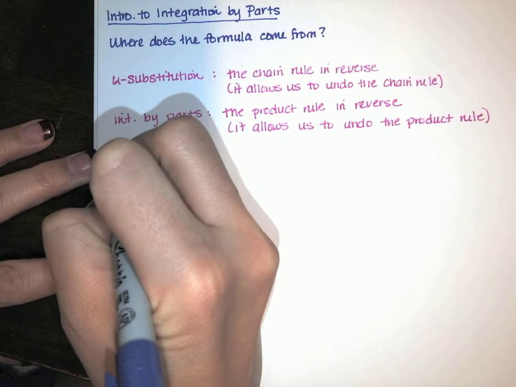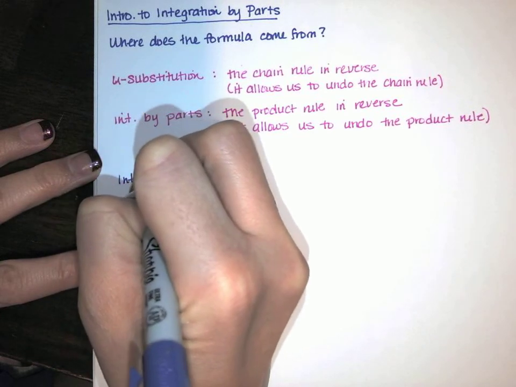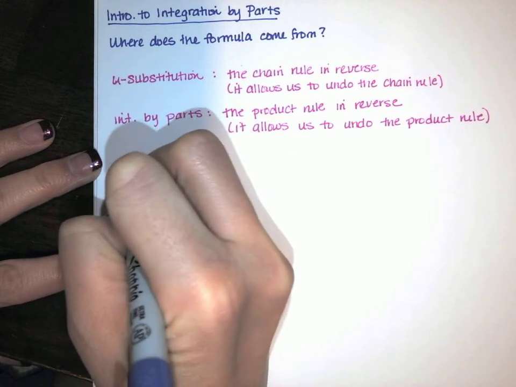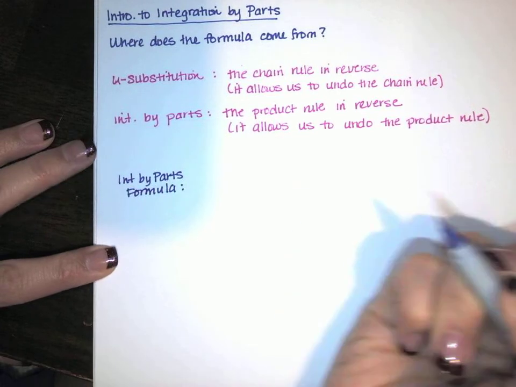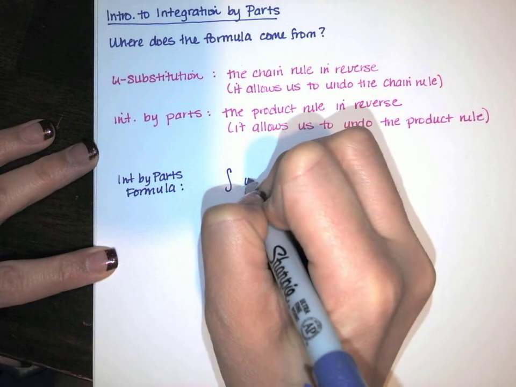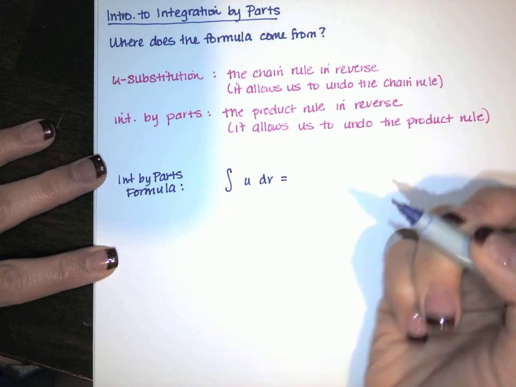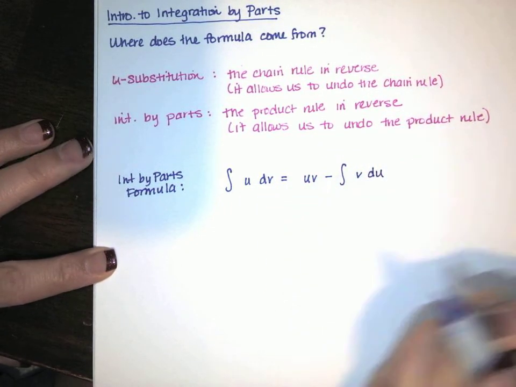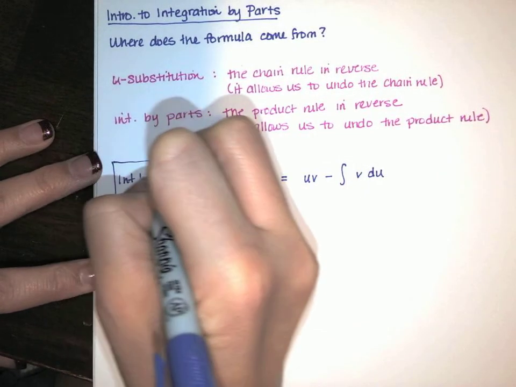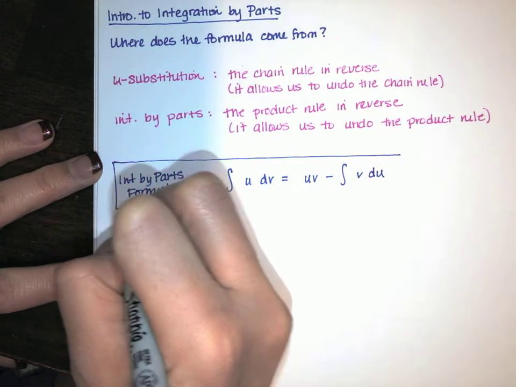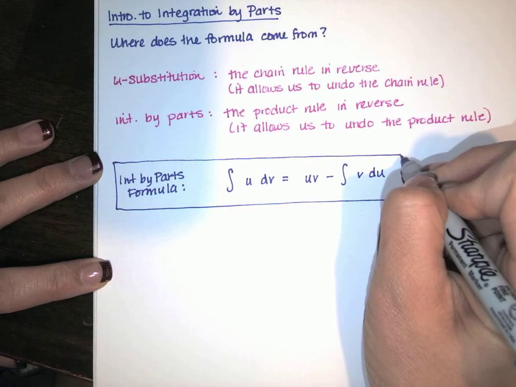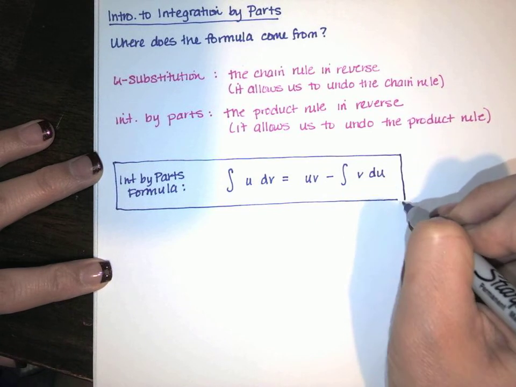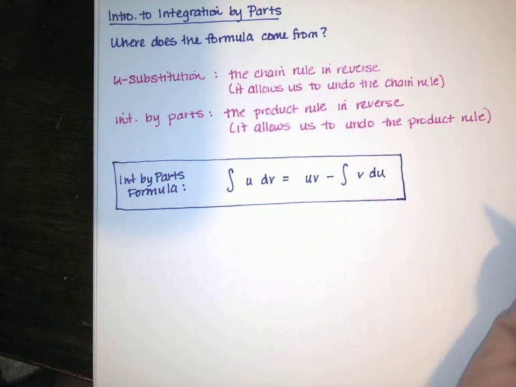This is the formula. The integral of u dv turns out to be equal to uv minus the integral of v du. We're going to use this a lot. Turns out if u substitution doesn't work, and our basic rules don't work, and our 9 techniques for rewriting integrands don't work, frequently the next thing we do is try integration by parts.